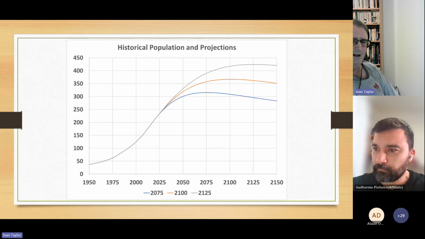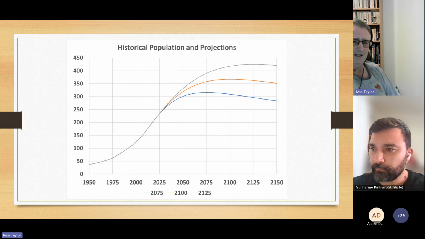And so if you look at the population, you see the historical pattern. It's a bit of a smooth curve of the historical pattern between 1950 and 2023. And then you see the projections into the future for 2075, 2100, and 2125 peak levels. And then as I said, I'm expecting it to peak and then start to decline. And that seems to be a trend in many countries.